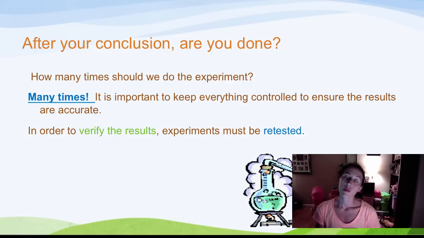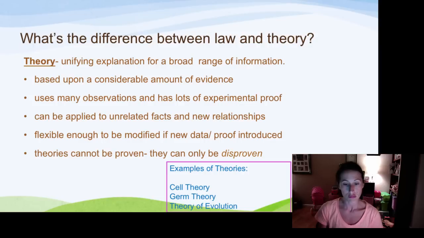Okay, a couple more things. After your conclusion, you are not finished with your experiment. You should do this experiment over and over again, because we want to make sure that your results are accurate, and we want to make sure that those results come out every single time. Because if that happens, you can support your hypothesis. Okay? So in order to verify the results, your experiment has to be retested over and over again.